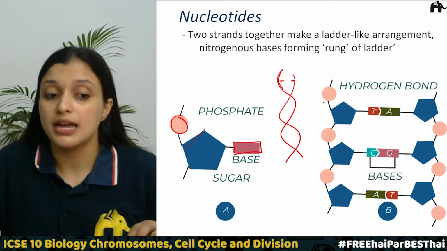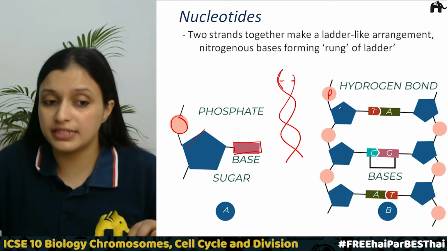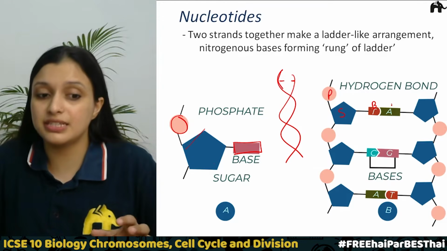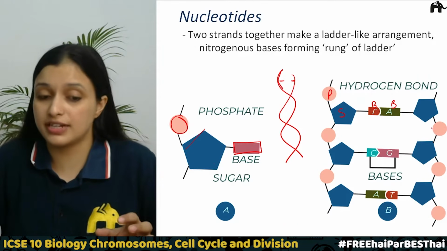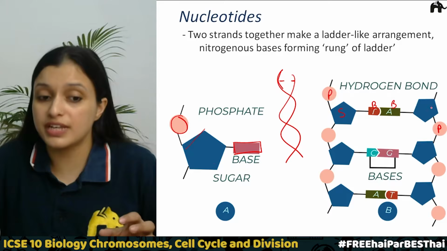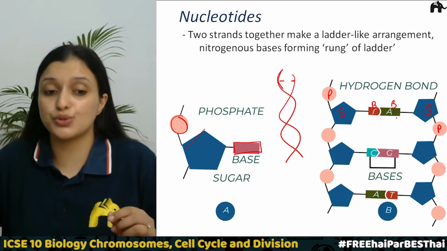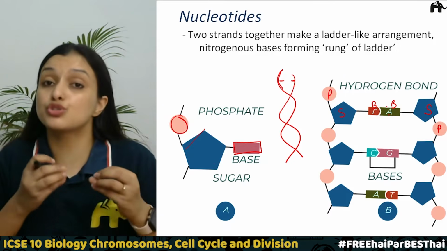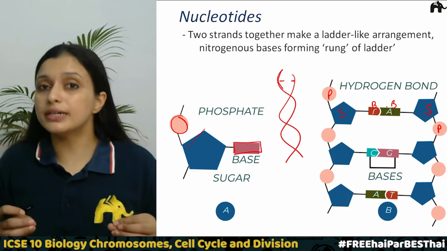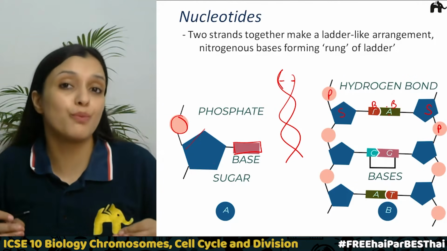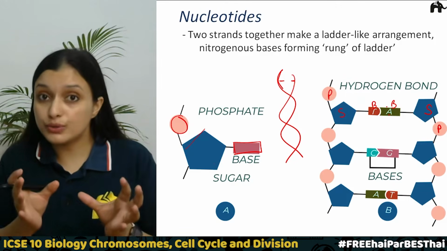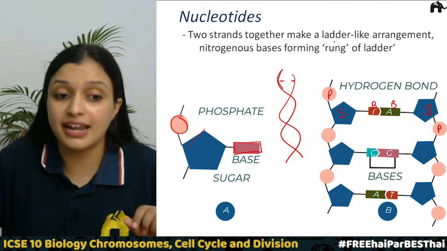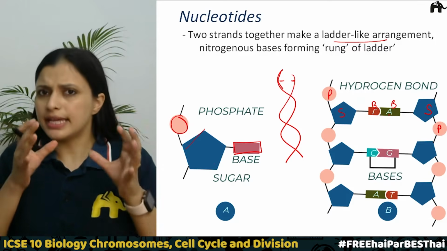This is the phosphate, this is the sugar, and this is the base of this strand, and this is the base of this strand, right? Again there is a phosphate and a pentose sugar, and this is the base. This is how these two bases are joined to each other with the help of hydrogen bonds. Now what do they make? They make a ladder-like arrangement, right? Can you see this picture?